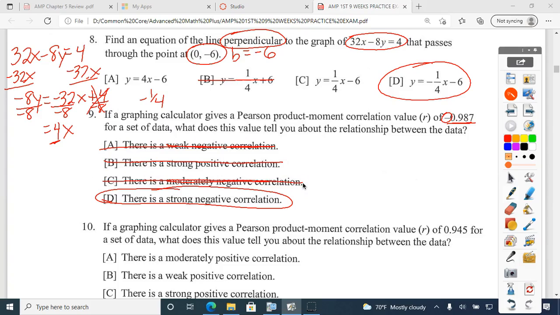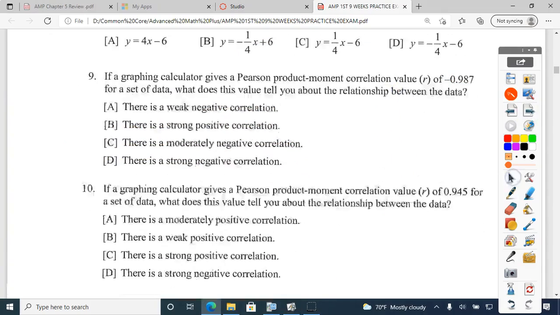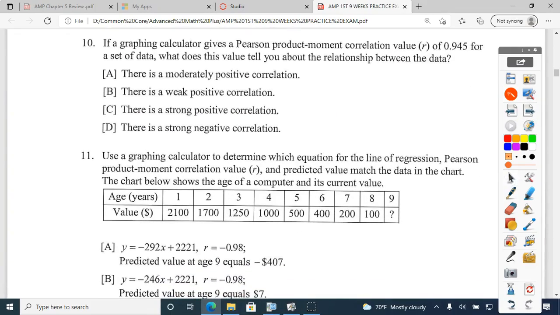Number 10, more of the same type of question. It says if a graphing calculator gives the Pearson product moment correlation value of 0.945, again, it's positive and it's very close to 1. So that is a strong positive correlation, which would be C. Okay? Number 11.